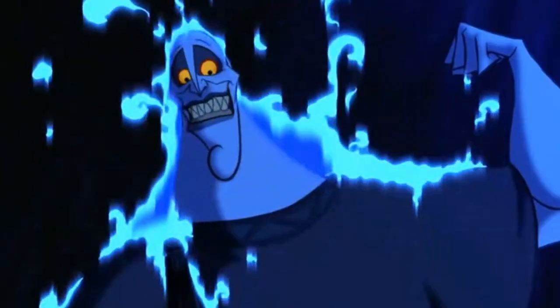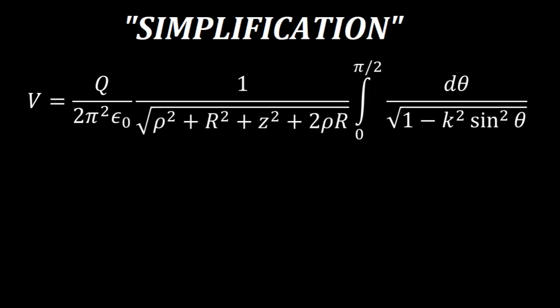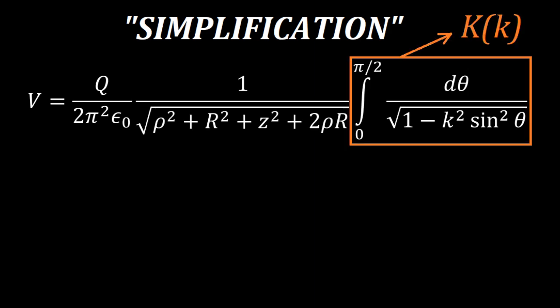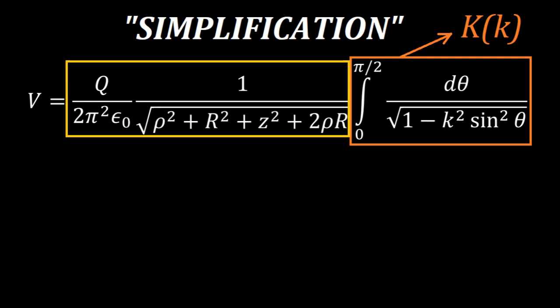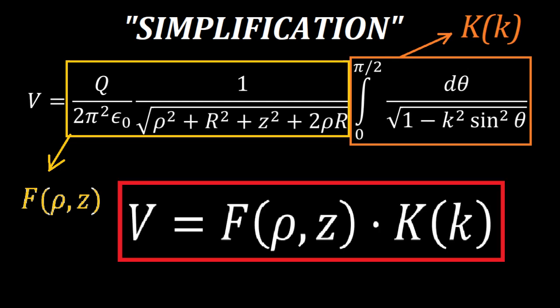However, since the potential expression is really very long, let's make it a little more user-friendly. The second part is the elliptic integral, and we can write just K of k. The entire first part we can substitute with f of rho and z, because those factors together give us some function of rho and z, while everything else is a constant. So we can write V is equal to f times K.